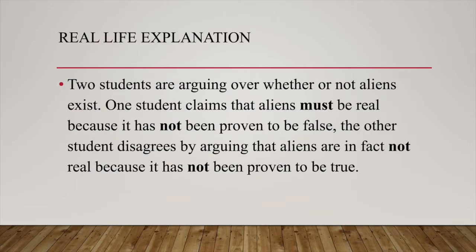A real-life explanation of this would be two students arguing over whether or not aliens exist. One student claims that aliens must be real because it has not been proven false. The other student disagrees by arguing that aliens are in fact not real because it has not been proven to be true. So the appeal to ignorance fallacy for this situation is pretty appropriate because it can be seen from both sides. You can argue either side of an argument, complete opposites, and it can still fall under the appeal to ignorance fallacy.